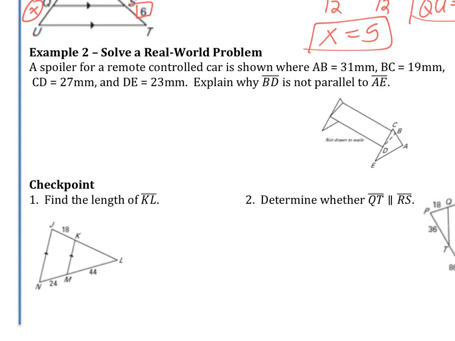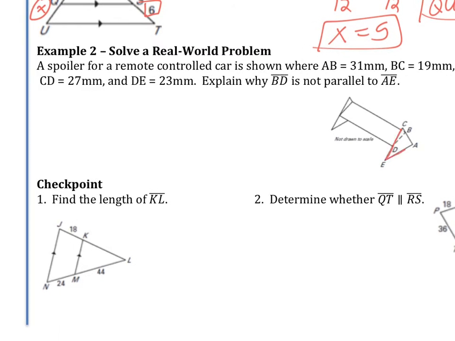Example 2. It says a spoiler for a remote controlled car is shown where AB is equal to 31 millimeters. BC is 19 millimeters. CD is 27 millimeters, and DE is 23 millimeters. Explain why segment BD is not parallel to segment AE. So I'm going to draw this a little bigger over here, this triangle right here. If we scale it up a little bit so we can see it better, we have A, C, E, D, B. And they're telling us that AB is 31. BC is 19. CD is 27. And DE is 23. Explain why BD is not parallel to AE.